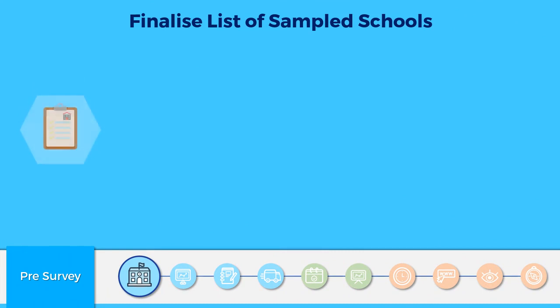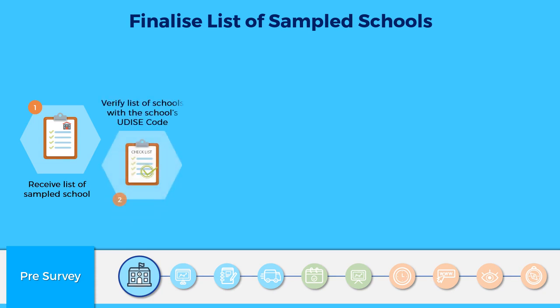In the pre-survey phase, the District Coordinator must finalize the list of sample schools received from the State Coordinator Implementation. Verify with the school's UDISE code whether the school exists or not. Report the number of students enrolled and the school's medium of instruction for grades 3, 5 and 8 to the State Coordinator Implementation. If there is any mismatch, report it back to the State Coordinator within 7 days of receiving the list.